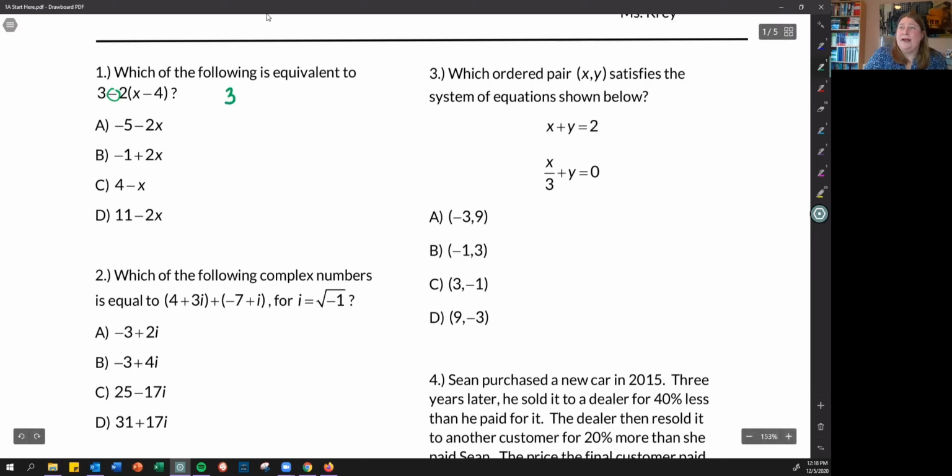So I'm just going to use straightforward math. We're going to distribute this -2 to the x and -4, minus 2x plus, make sure you get that plus there, plus 8. 3 and 8 is 11 minus 2x. D is the correct answer.